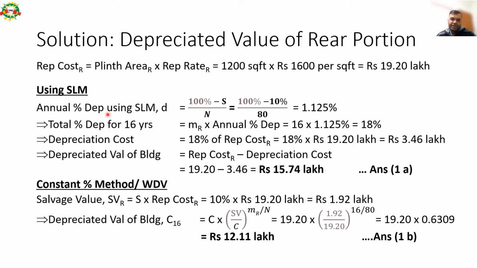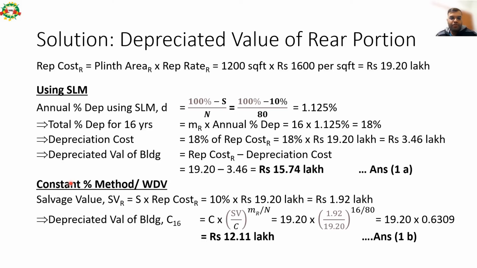So that means the depreciation amount or depreciation cost is equal to 18% of the replacement cost of the rear portion, which is equal to 19.20 multiplied by 18%. So that gives us a value of 3.46 lakh. That means the depreciated value of the building is equal to the replacement cost of the rear portion, or RCN rear portion, minus the depreciation amount calculated above, 3.46 lakh. So that will give us 19.20 lakh minus 3.46, which is equal to 15.74 lakhs.